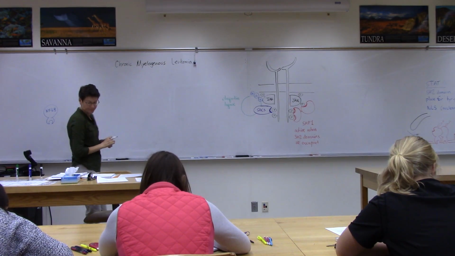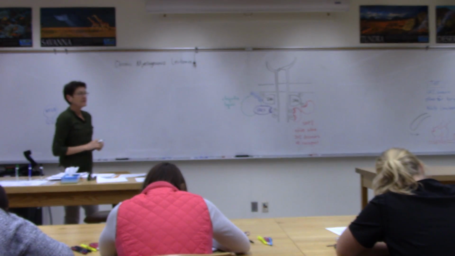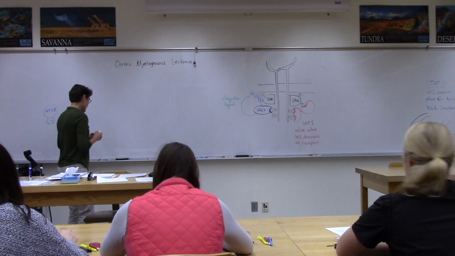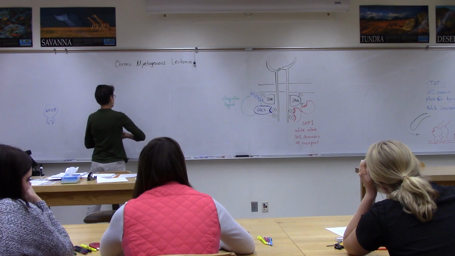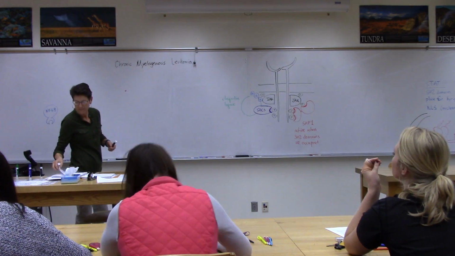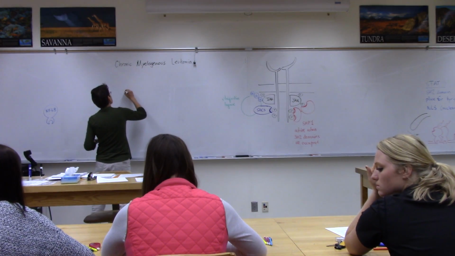Okay, or CML. Most of them are characterized by having a specific translocation on a chromosome. So I'm going to draw one of the chromosomes. I never memorize which ones they are. Okay, this is chromosome number 9.